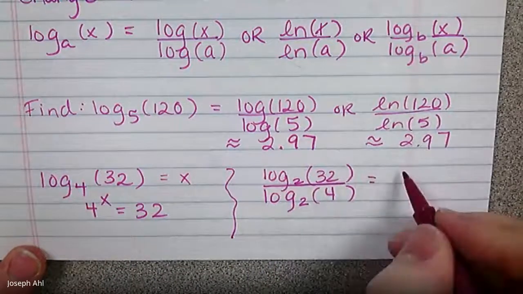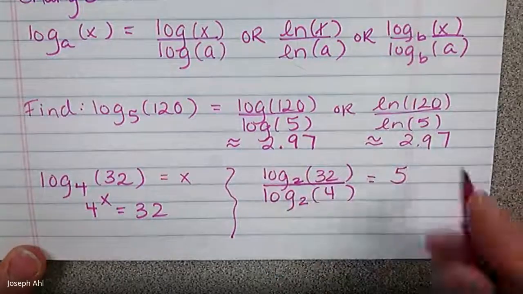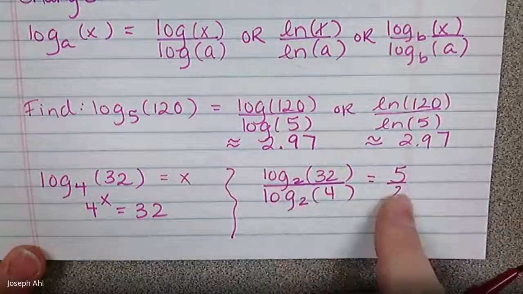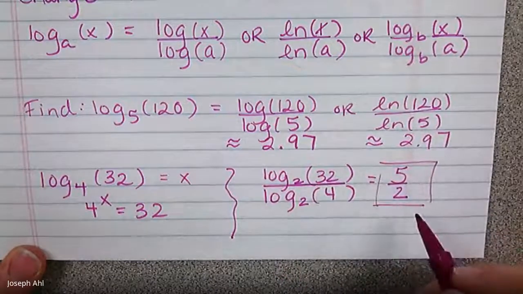And log base 2 of 32 is 5 because 2 to the 5th power is 32. Log base 2 of 4 is 2 because 2 squared is 4. So I can quickly come up with that answer of 5 halves.